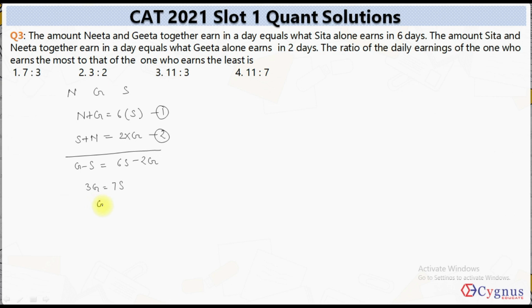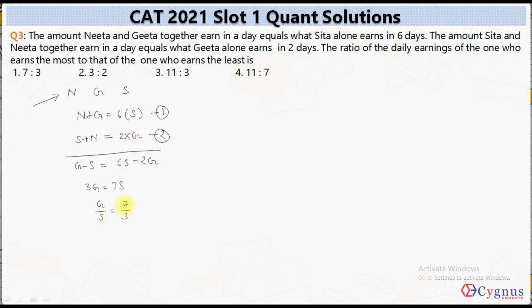That means g by s is equal to how much? 7 by 3. Now, what's the question? The ratio of the daily earnings of the one who earns the most to the one who earns the least. I don't know who earns the most. That means now I'll have to relate this n also. How do we relate this n? If we have to relate n, let's relate something else too and see.